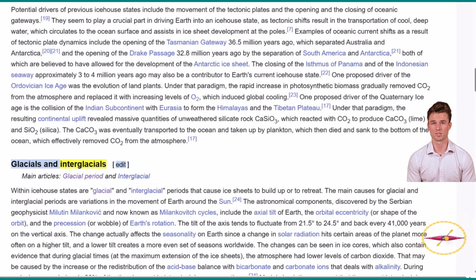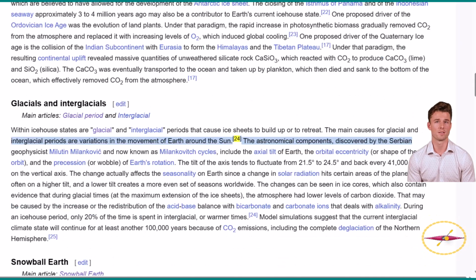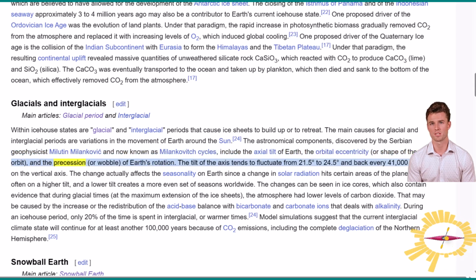Glacials and interglacials. Within icehouse states are glacial and interglacial periods that cause ice sheets to build up or to retreat. The main causes for glacial and interglacial periods are variations in the movement of Earth around the Sun. The astronomical components, discovered by the Serbian geophysicist Milutin Milankovic and now known as Milankovic cycles, include the axial tilt of Earth, the orbital eccentricity, or shape of the orbit, and the precession, or wobble, of Earth's rotation.